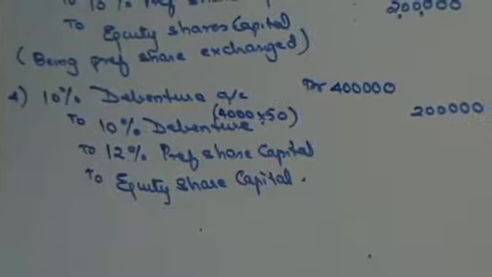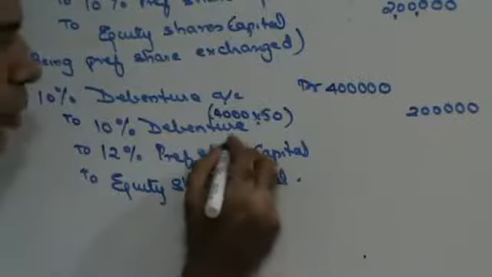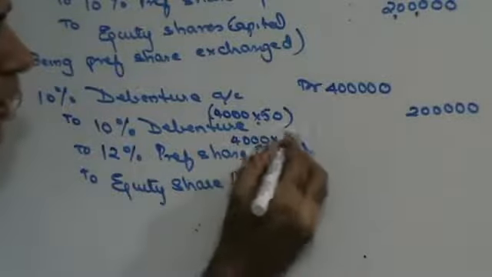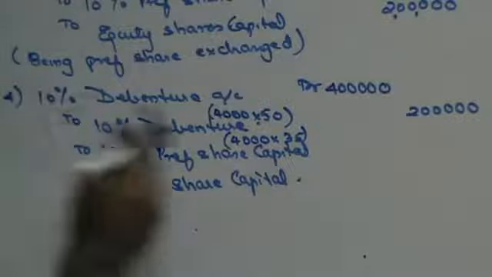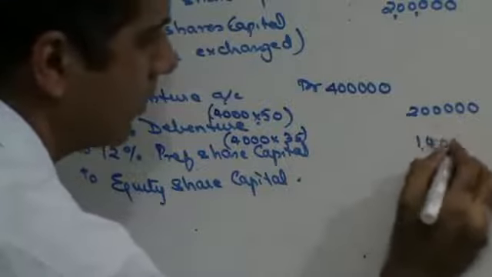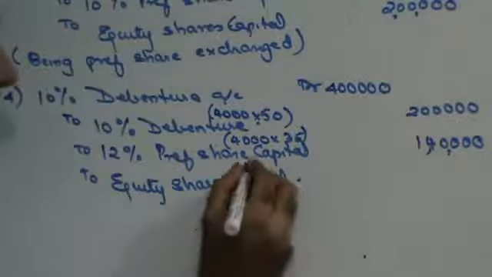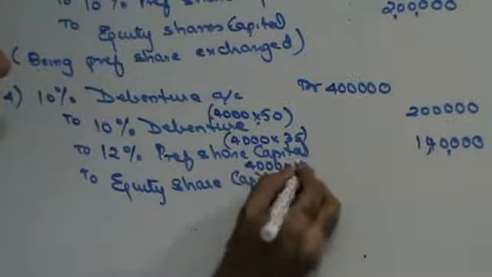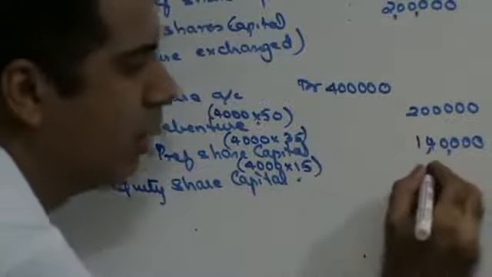And you are converting 12% preference shares into 35 rupees each. So you have 4,000 debentures. You are converting them into 35 rupees preference shares. Someone please find out how much is that going to be? 1 lakh 40,000. And you have 4,000 debentures. You are going to give them 1 equity share of 15 rupees each. How much? 60,000.